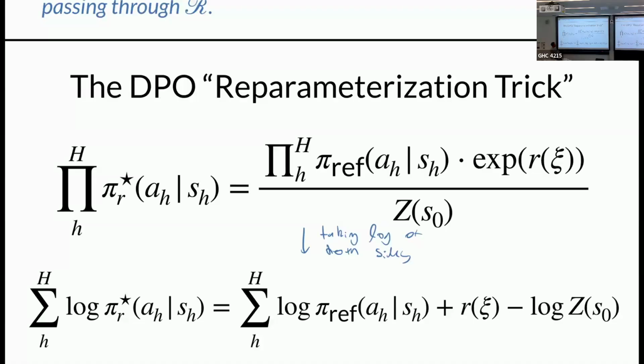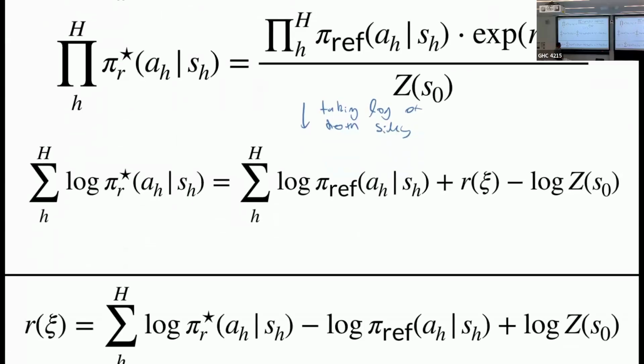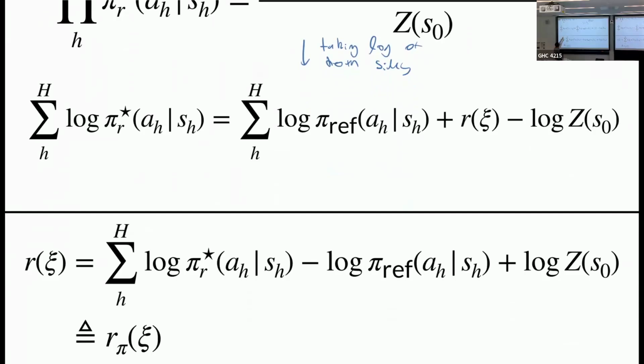Then, given this guy here, what I'm going to do is solve this equation for R. So I have this equation here where I've written pi in terms of R. I'm going to now solve for R in terms of pi. That is just rearranging: I'm going to add over the log, subtract over the pi ref, and that's going to give me this guy right here. And somewhat suggestively, just like we have pi sub R to denote the soft optimal policy under reward model R, I'm going to use R sub pi to denote, given some pi, the value of this expression here.